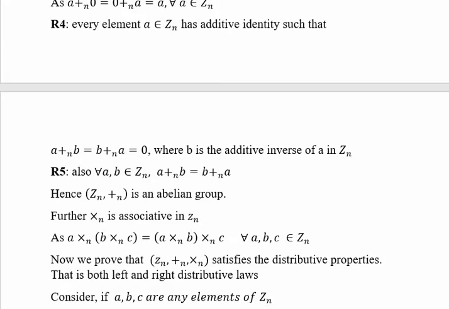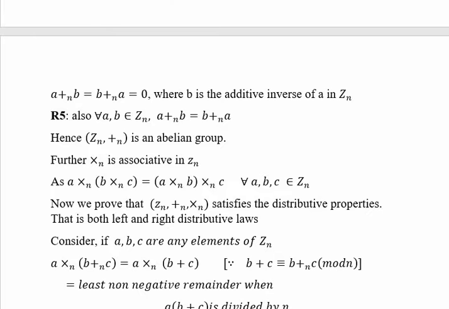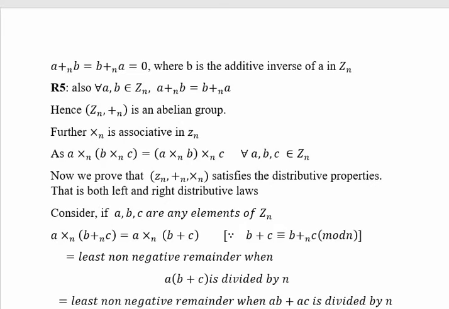The last property to establish to prove that Zn is a ring is the distributive laws. Both the distributive laws should be satisfied in Zn. First, let us check the left distributive property. The left distributive property is A ×n (B +n C) should always be equal to (A ×n B) +n (A ×n C). Now let us consider any three elements A, B, C from the set Zn and check the distributive property.